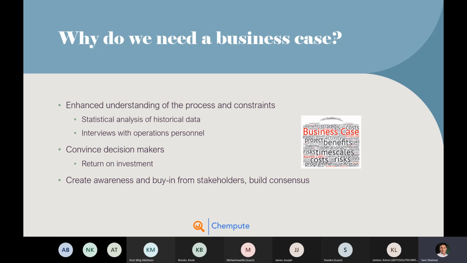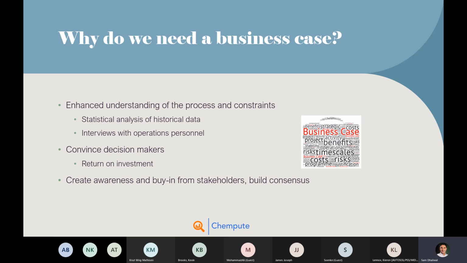You will also learn something by interviewing the operators. They might say the plant is limited by amps on a pump, but those amps are not visible on the DCS. So sometimes there are hidden constraints, and by having these conversations, perhaps a lot more is revealed than just what the data shows you. So enhanced understanding of the process and constraints is a big part.